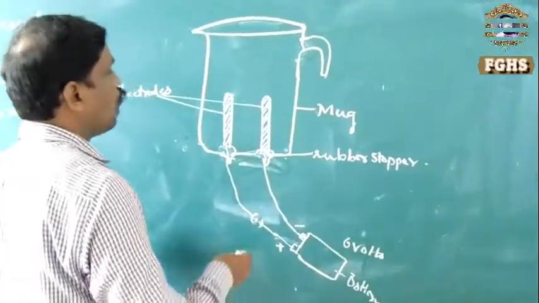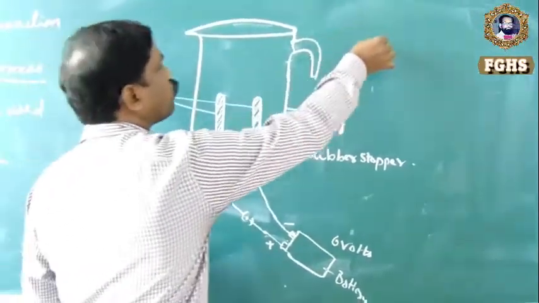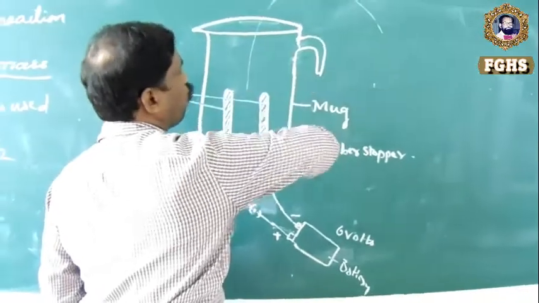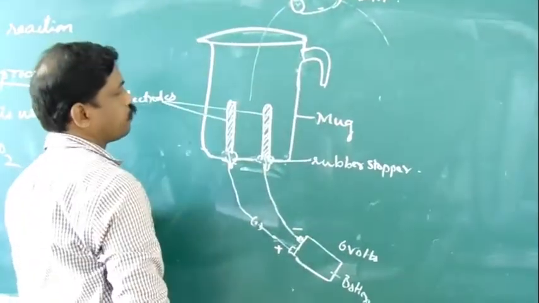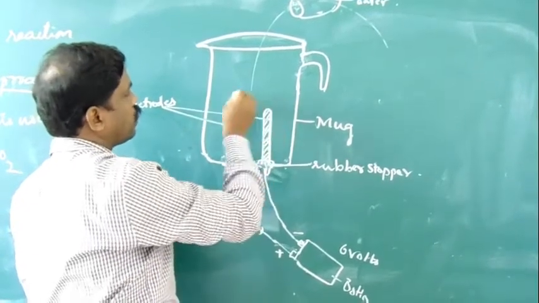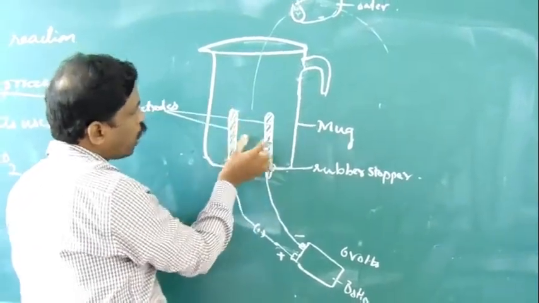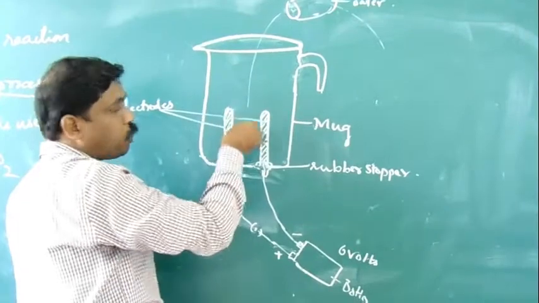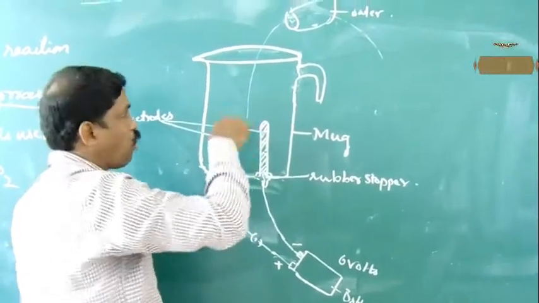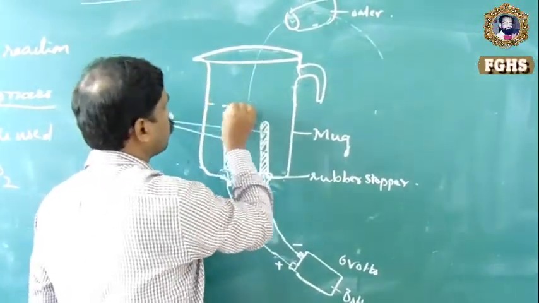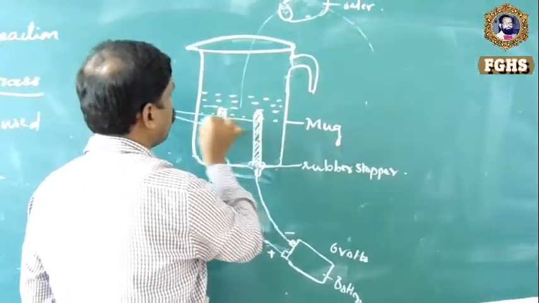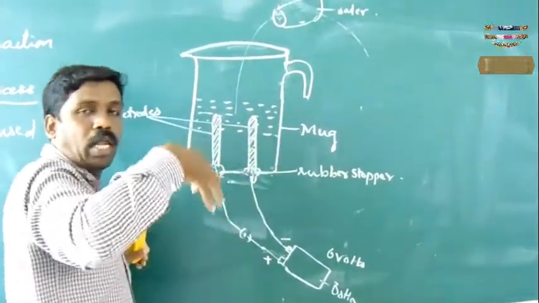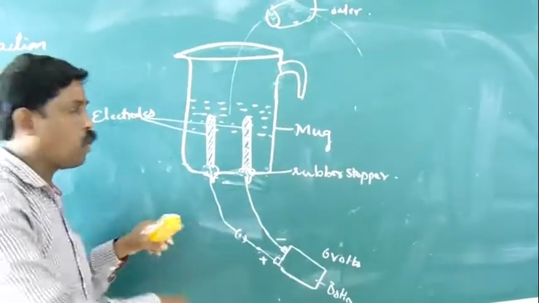Then add water. Pour water into the mug in such a way that the two electrodes are immersed within the water, like this. Two electrodes should be submerged into water.